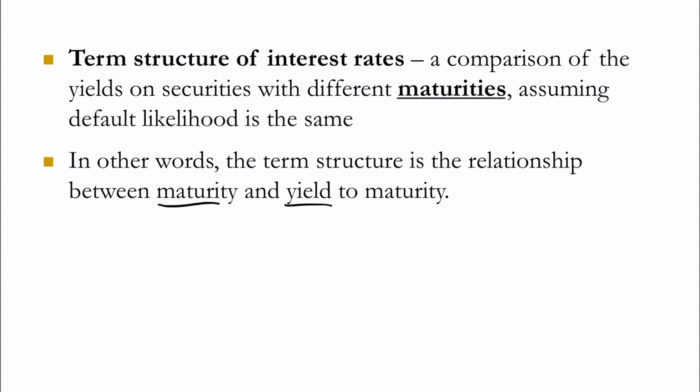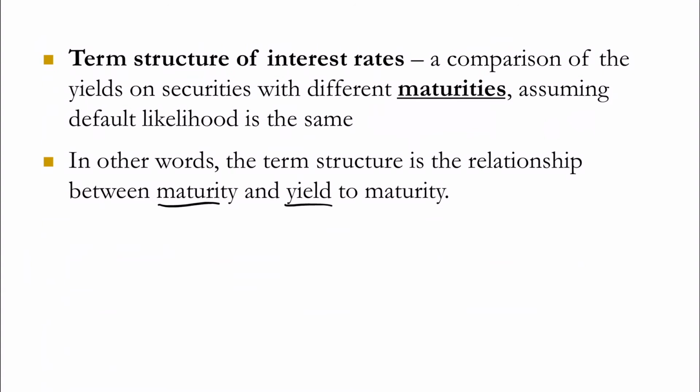particular security. So let's say, for example, why is a 5-year Treasury offering 3% versus a 30-year Treasury offering 6%? Why is there a difference between those two same securities, same Treasury securities, but one has a different maturity and then as a result also has a different yield? So that's what the term structure of interest rates is. It is a comparison on the yields of these securities.